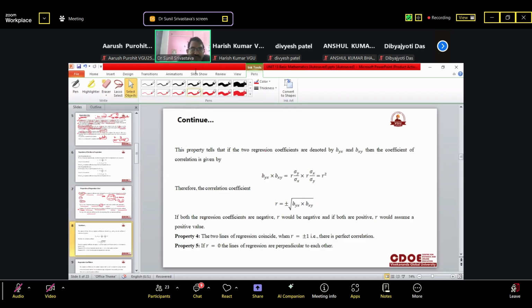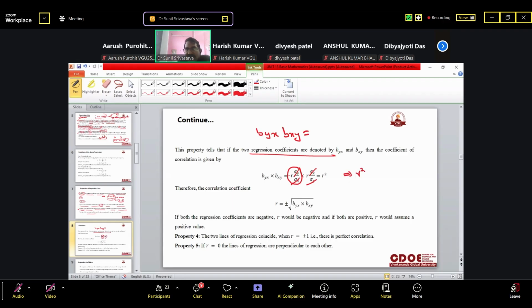The property tells us that the two regression coefficients are denoted by byx and bxy. byx is the regression coefficient of the line y on x, and bxy is the regression coefficient of x on y. byx has the expression r sigma y upon sigma x, and bxy has the expression r sigma x upon sigma y. So these expressions cancel, and this is equal to r square.